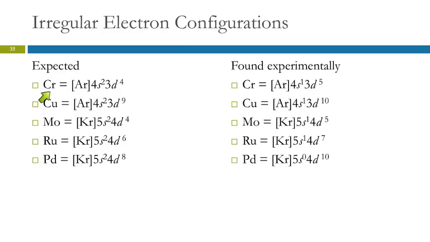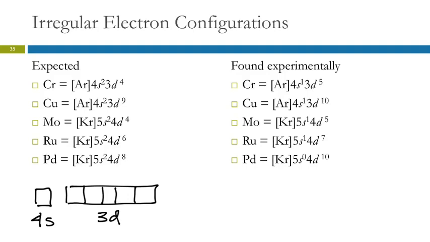So for chromium, what we expect is argon 4s2 3d4. Reading it off the periodic table, that's what we would come up with. But experimentally, we have observed that it's argon 4s1 3d5. So what is going on there? Well, let me draw you an orbital diagram just for the stuff after argon. So this is 4s and this is 3d.